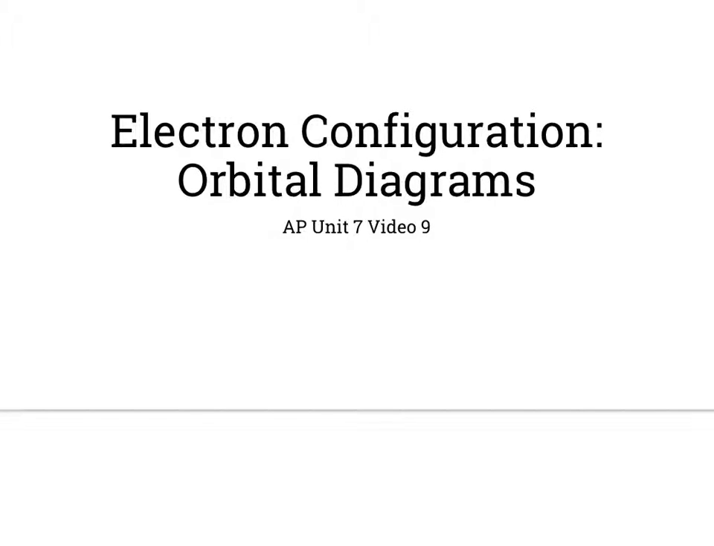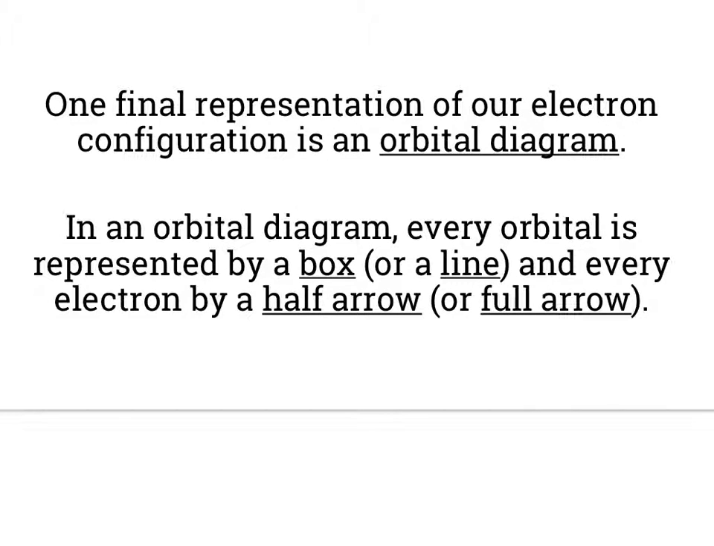All right, welcome to our 9th video and our last one of electron config, sort of. Our last type of electron configuration, at least. These are orbital diagrams. So, one final representation of our electron configuration is an orbital diagram.